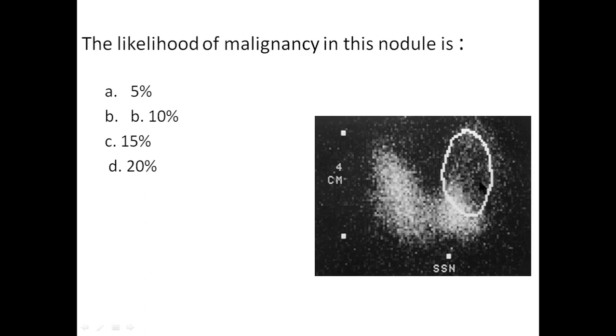Thyroid scan مبينة cold nodule. والسؤال بيقول لك: the likelihood of malignancy in this cold nodule is. Which of these: 5%, 10%, 15%, 20%? Go for D. The likelihood of malignancy in a cold nodule is around 20%.